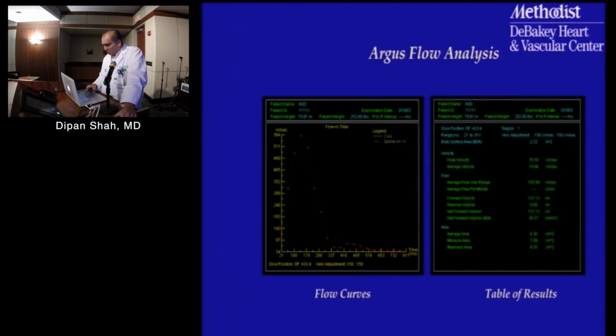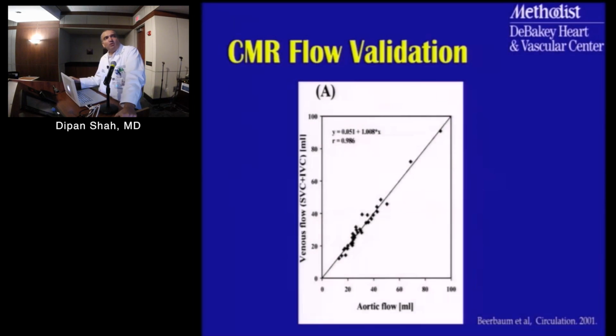Yep. So how good are these values? And how would you go about validating these? Well, obviously there were numerous validation studies done using flow loops, where you know what the magnitude of flow is. But what about validation in patients?